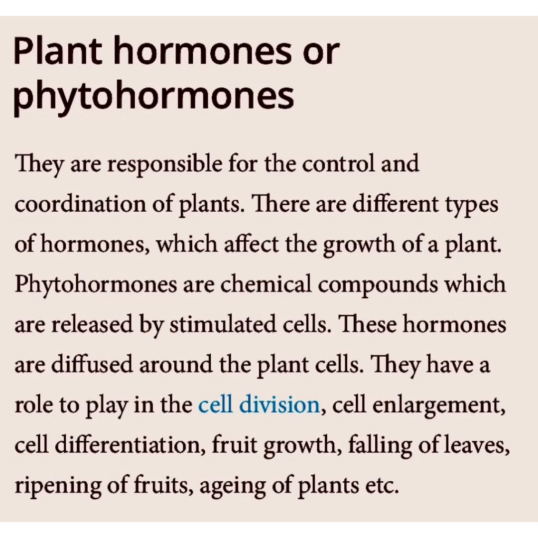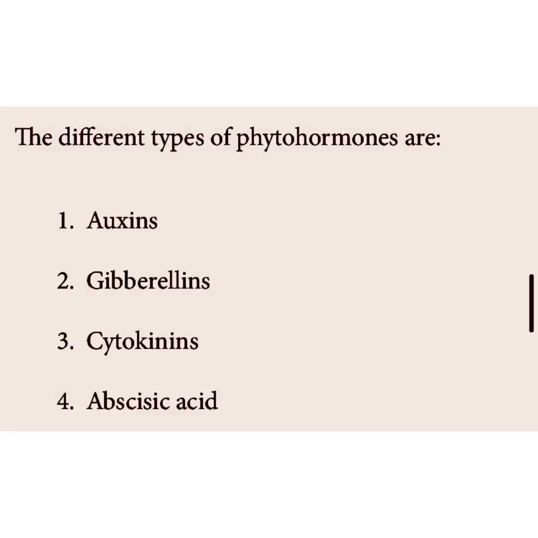These hormones are diffused around the plant cells. They have a role to play in cell division, cell enlargement, cell differentiation, fruit growth, falling of leaves, ripening of fruits, aging of plants, etc. So the different types of phytohormones are auxins, gibberellins, cytokinins, and abscisic acid. There is one more phytohormone known as ethylene, which is a gaseous phytohormone and helps the plant in many functions. Let's study all the phytohormones in detail.